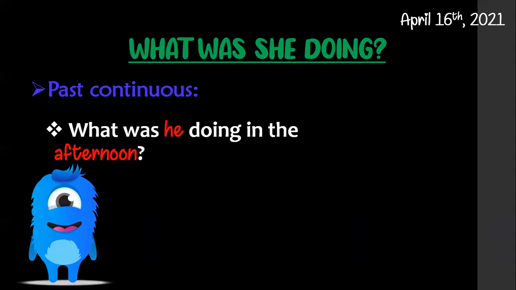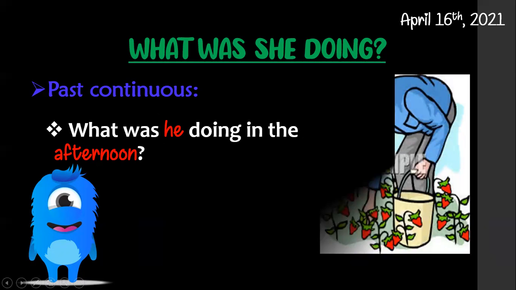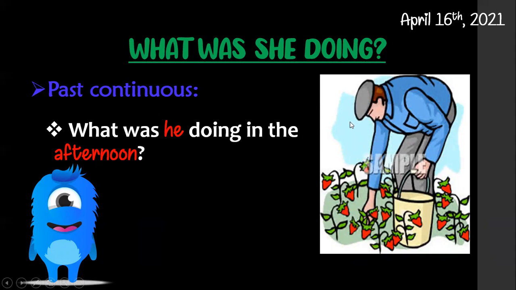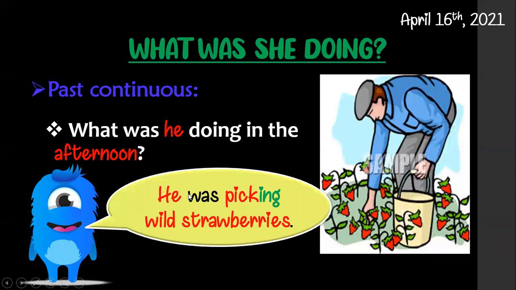Okay. So in a specific time. What is that specific time? In the afternoon. But let's see what is the information here. So, what was he doing in the afternoon? Look, this little monster's answer. He was picking wild strawberries. So look here one more time. He was picking wild strawberries.